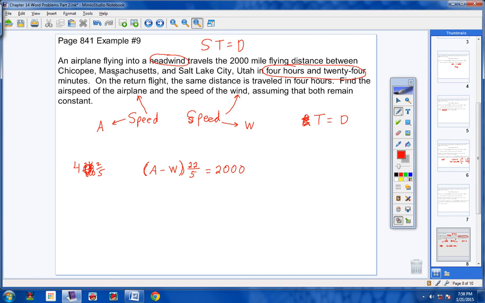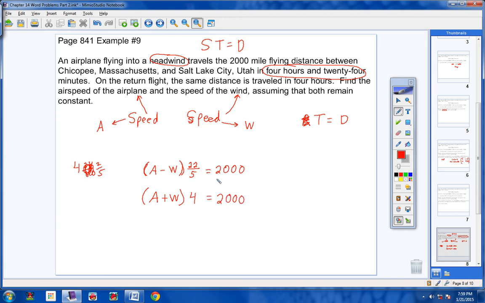Now, on the way back, the wind is behind the airplane, pushing it. It's going faster. That's why it only took 4 hours instead of 4 hours and 24 minutes. So the speed now would be the speed of the airplane plus the wind, because the wind is making it go faster. That's your speed. Next would come your time. Your time for this trip was 4 hours. And the distance stayed the same, 2,000 miles.